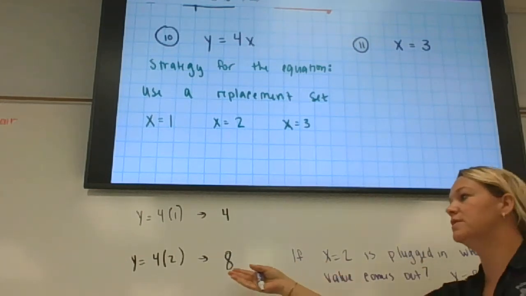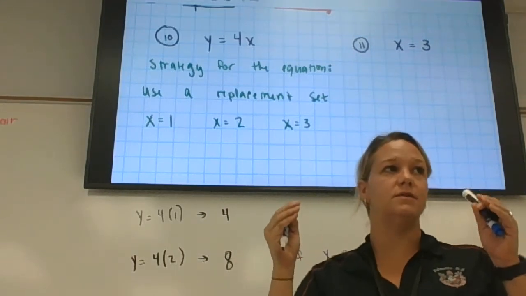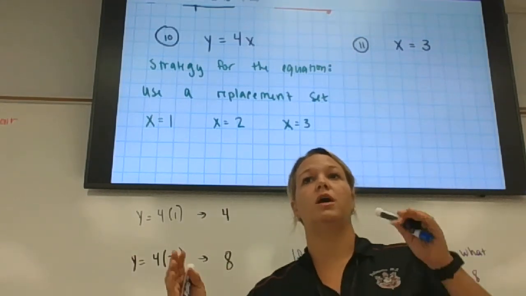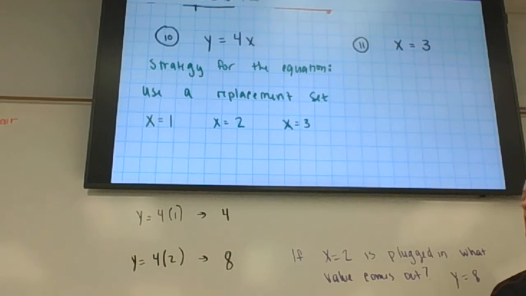Can I plug a 2 in and get a 0 out? No, every single time x goes in as 2, I know for sure I'm going to get an 8 out. And that's something that you can rely on. That is a function. So if in your equation you can put a number in and always get the same number out, you definitely have a function.